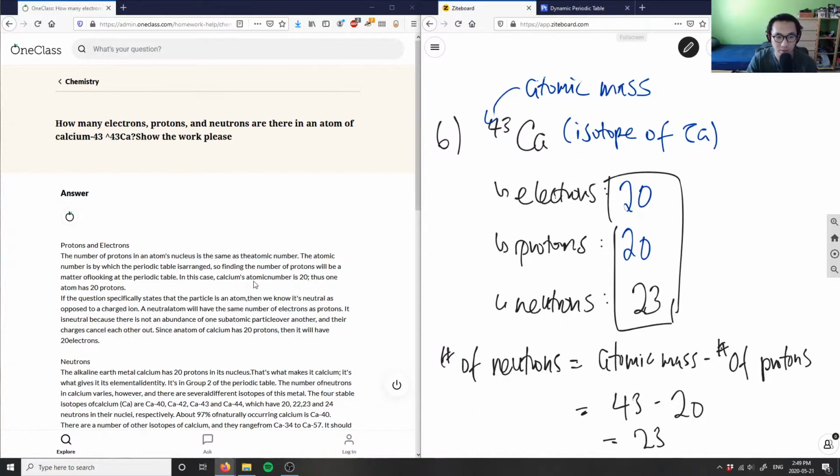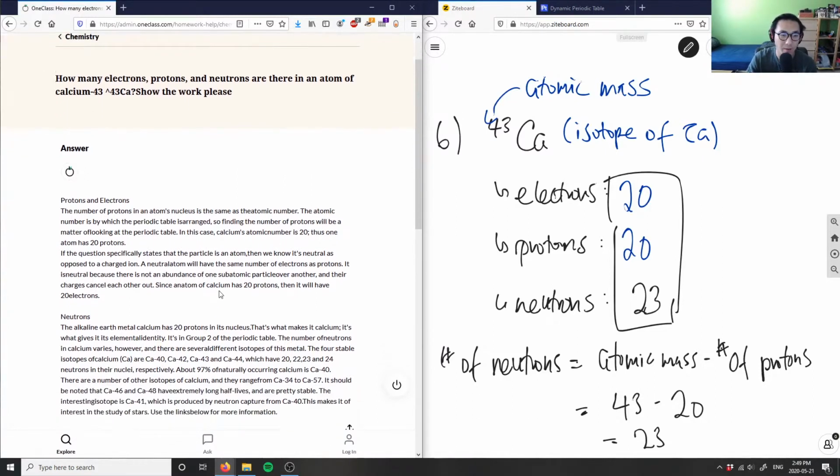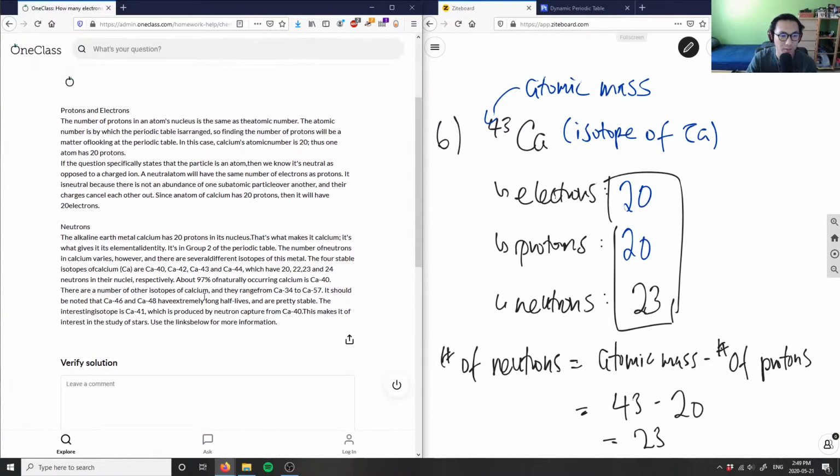So let's look at the solution here. Calcium atomic number is 20, so it has 20 protons, which is good. If there's no charge here, it will also have 20 electrons, so they cancel out, which is good. And finally, we can say that there are how many neutrons here?